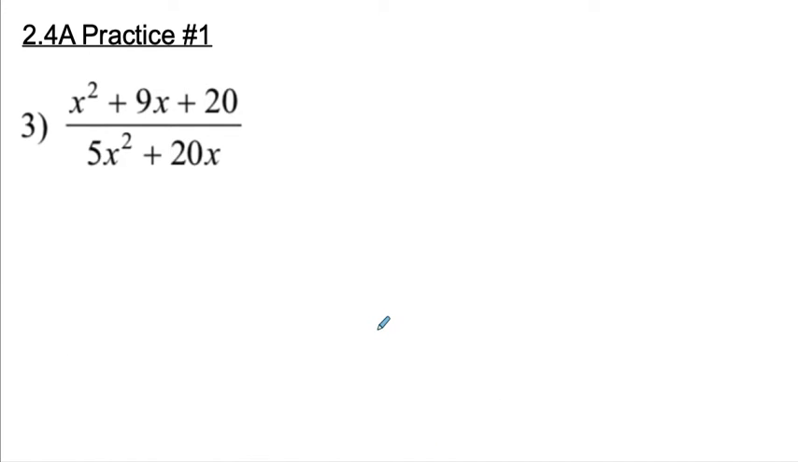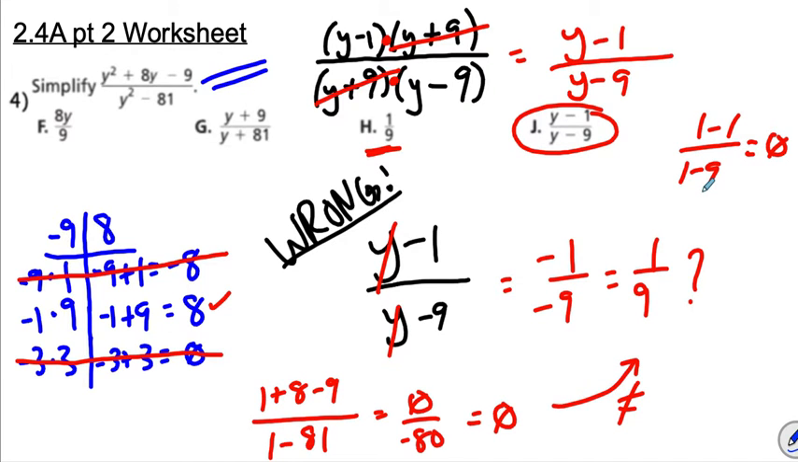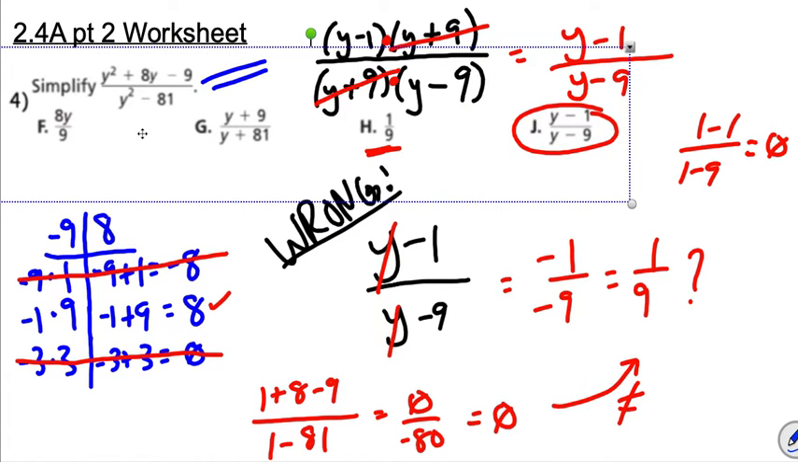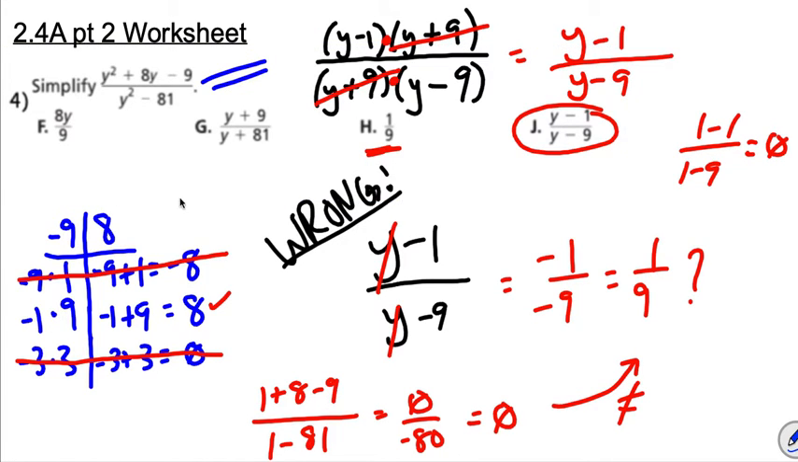Now, next one. This is number 3 from your 2-4A practice number 1 worksheet, and I will do this the exact same way. Actually, let me back up here and let me see if I can find that rectangle that I made. It's in here somewhere.